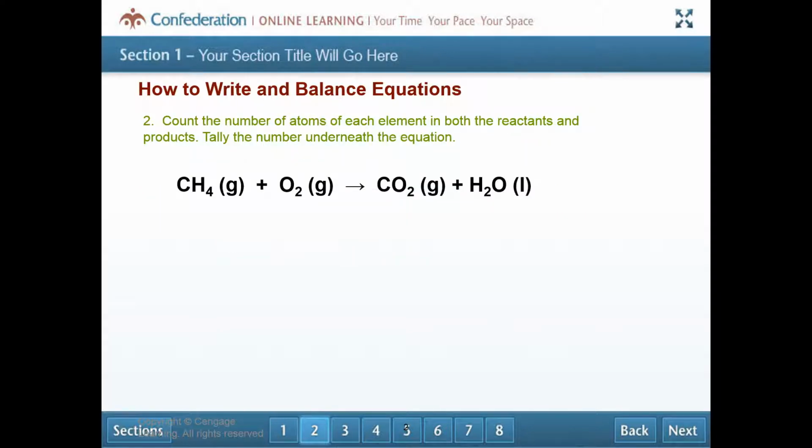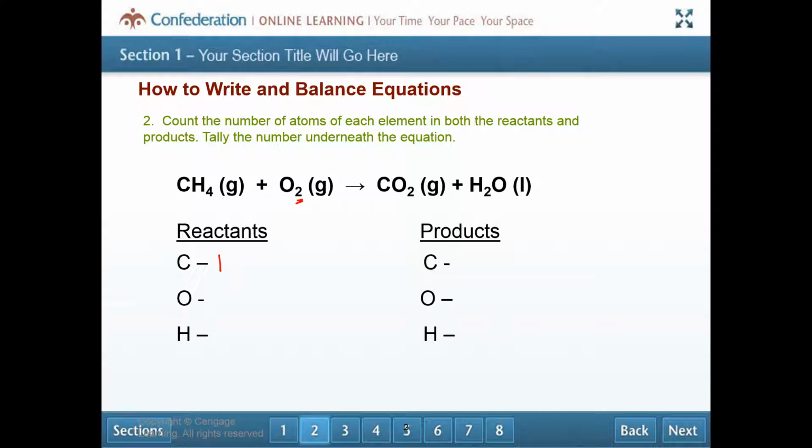Okay, great. So now the trick is to make sure that you know whether you have a balanced equation or not. So this is where I like to do the tally. So here we've got our reactants on the left, so we'll count them up. It looks like we've got 1 carbon, we've got 2 oxygens, and then we've got 4 hydrogens. And then in the products, again, we've got 1 carbon because it's unwritten, so it means 1 there. We've got 3 oxygens because we've got 2 here and 1 here. And then we've got 2 hydrogens.